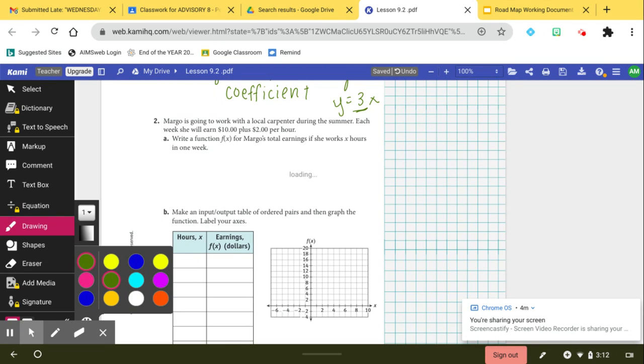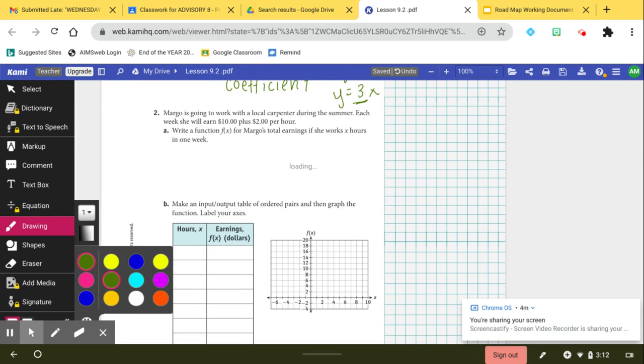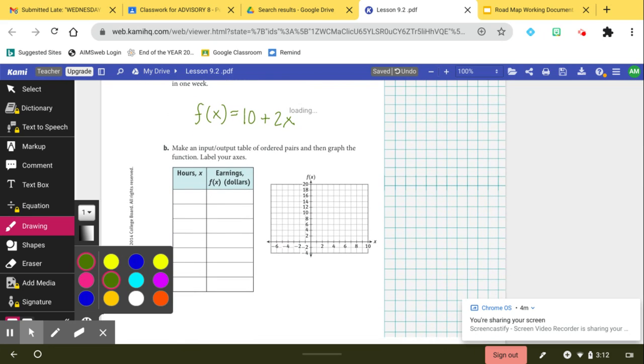So we have Margot doing a different story. Margot is going to work with a local carpenter during the summer. Each week she'll earn $10 plus $2 per hour. Write a function f of x for Margot's total earnings if she works x number of hours in 1 week. Well, f of x, function f in terms of x, meaning x is the number of hours, is going to equal the $10 plus 2 times any additional hour that she works. She's getting $2 per hour. So per is a good multiplication word. So 2 times x.